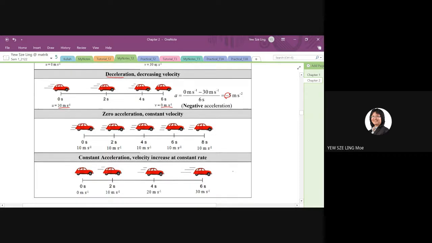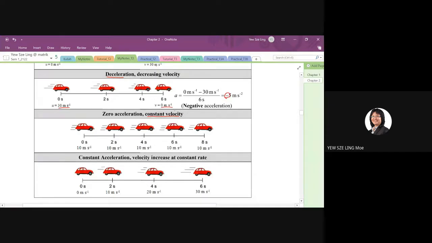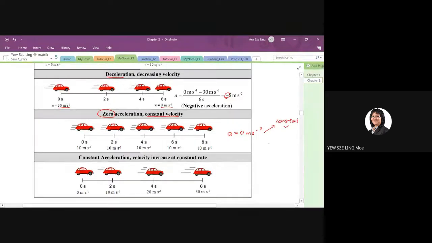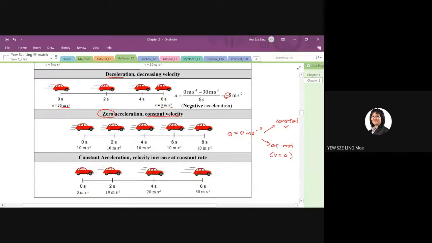Okay, and then when your object is moving at constant velocity, now this is where students always get it wrong. Constant velocity doesn't mean constant acceleration. All right, constant velocity means zero acceleration. Zero acceleration can happen in two different situations. Okay, if a equals 0 meter per second square, one possibility is moving at a constant v, and another one is the object is at rest. So at rest means your v equals 0. So there are two possibilities, but students always thought that since a equals 0, v must be equal to 0. No, that is not the case. It can have a constant velocity.